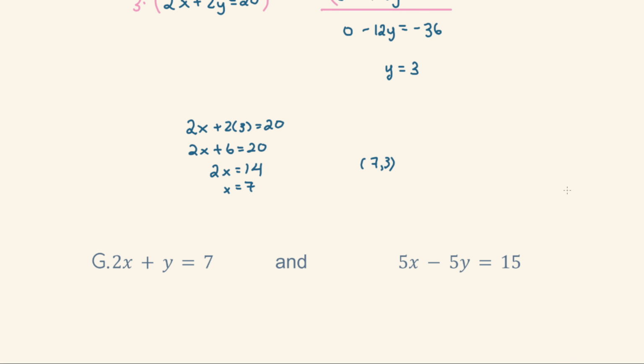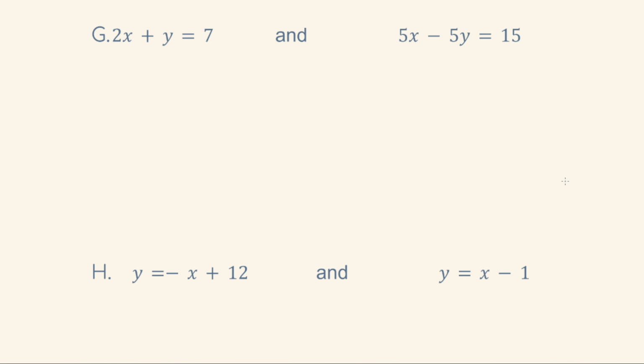All right. Let's go down over here to G. Okay. So we've got 2x plus y equals 7 and 5x minus 5y equals 15. Again, none of my variables are isolated, so I'm going to use elimination method. Seems like the easier one to match in this case would be my coefficients for y. So I'm going to multiply my top equation by minus 5. And so that's going to give me 10x minus 5y is equal to minus 35.